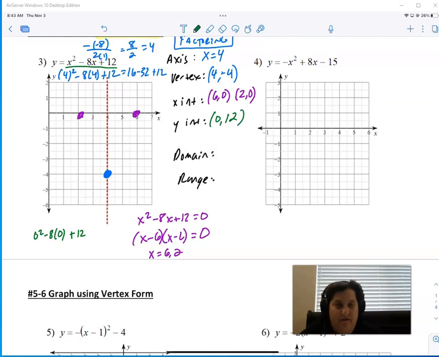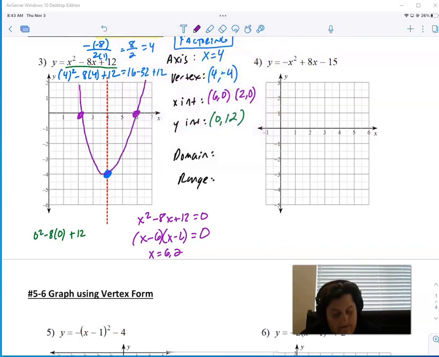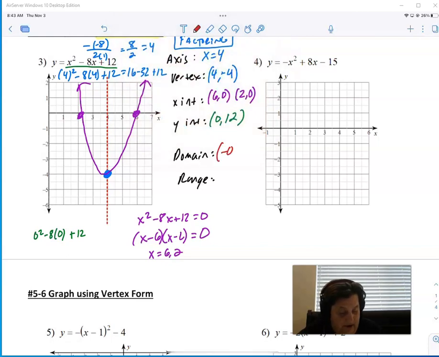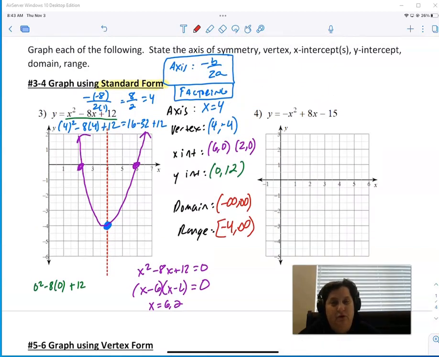Now, let me just draw my graph real quick here. And I end up getting that my domain is negative infinity to infinity, and my range is a bracket, negative 4 to infinity. Okay? Cool. So that's all the stuff.